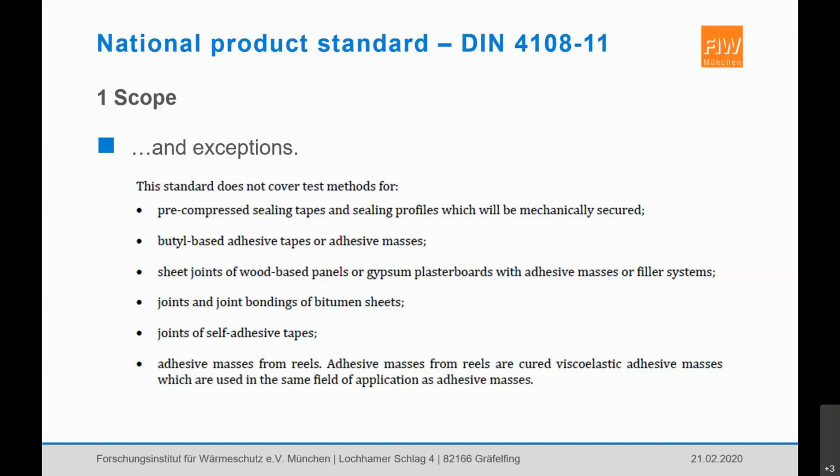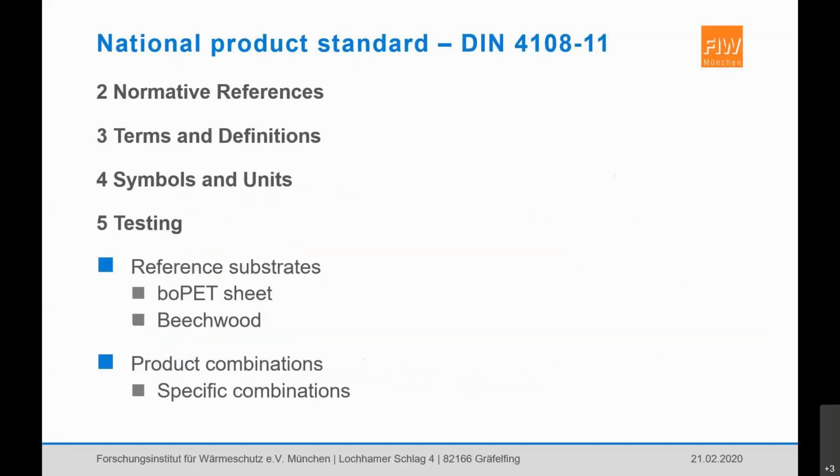And as was shown before in the presentations, one solution could of course be to test the air tightness directly instead of solely testing the peel forces, for example. Okay, the next chapters are about normative references, terms and definitions, symbols, and units. These are also important chapters to clarify specific terms of technical language, but maybe the most interesting is chapter number 5 about the testing.